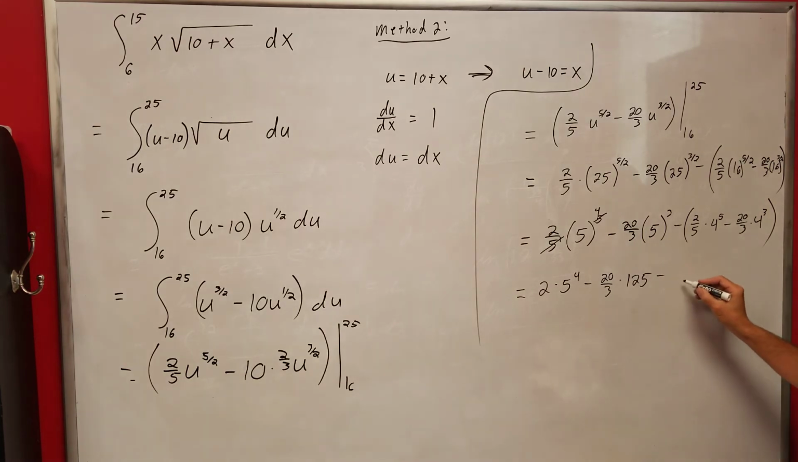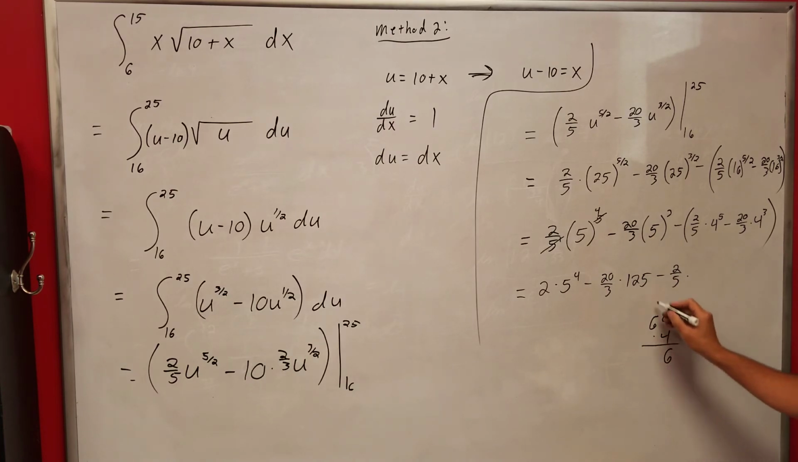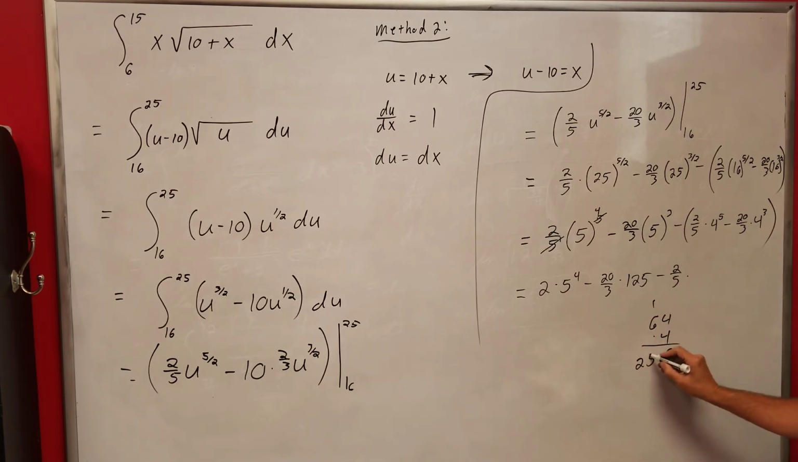Minus 2/5 times 4 to the 5th. What is that? 4 times 4 is 16 times 4 is what? 64. 64 times another 4 will give me what? 256 times another 4 will give me what?